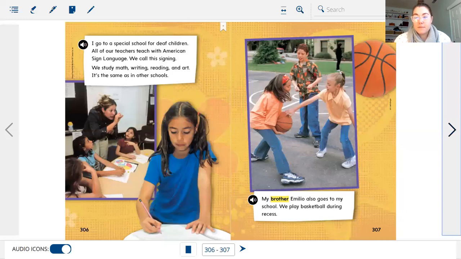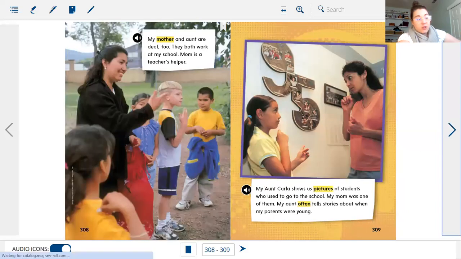Okay. Flipping the page, unfortunately, the cat wants my attention, so we're going to move the cat. Come on, there you go. All right.